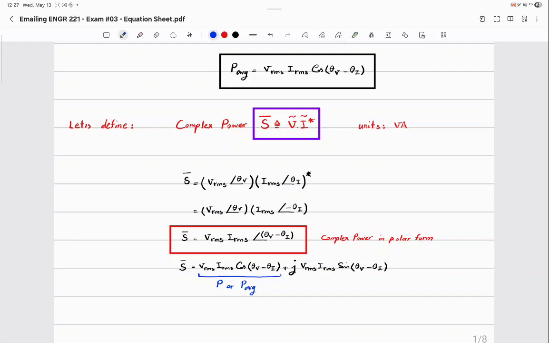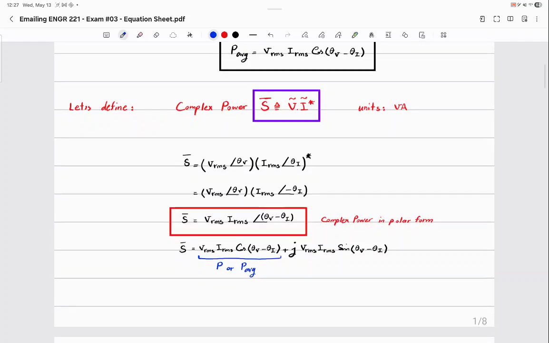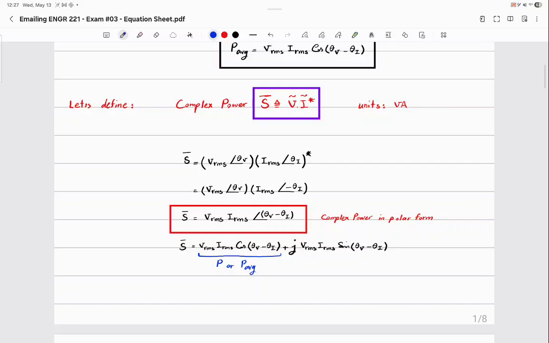Now, what is the units of P average? Watts. So let me write it here that this is average power. And the units is watts. Now, what do we call this guy? This is something new. So the imaginary part of the complex power is shown by the letter Q, and it's called reactive power.